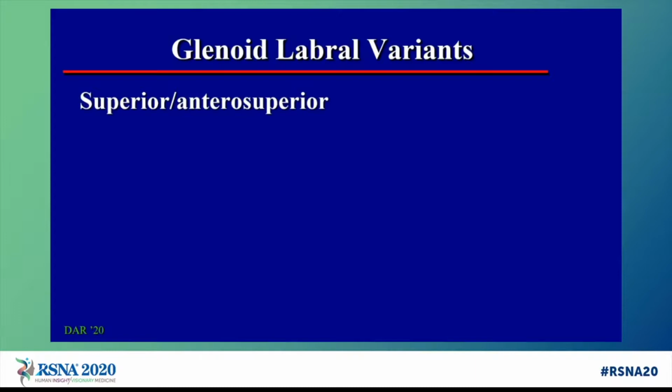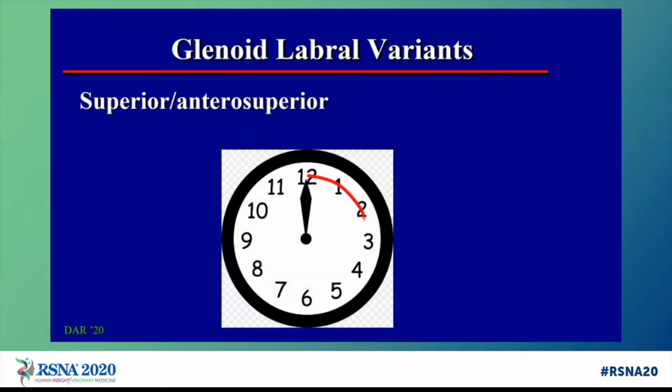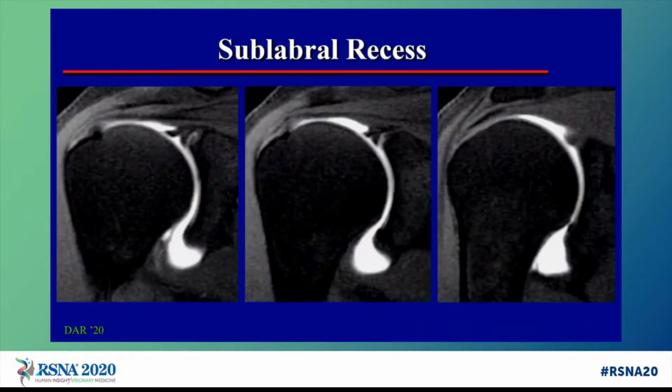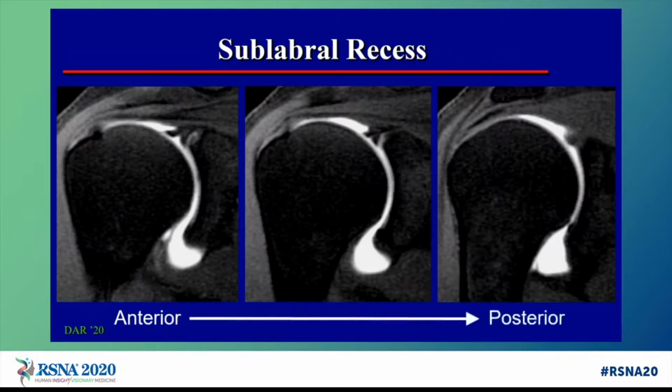The main variants are located superiorly or anterosuperiorly, so from the 12 to 2 o'clock position. The most common is a sublabral recess. This is located under the biceps and under the labrum. So if you look at a recess on coronal MR images from anterior to posterior, this is an MR arthrogram. That structure is the long head biceps tendon. The triangle is the labrum, so this contrast is located under the biceps and under the labrum.